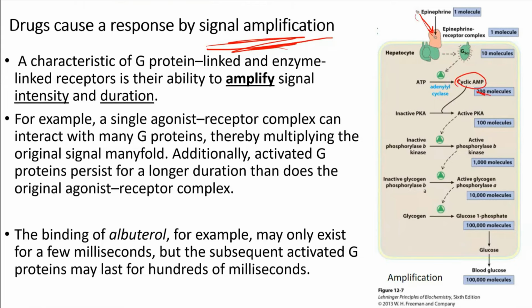These 200 second messengers are going around the cell, activating enzymes like protein kinase A, which then leads to a kinase cascade and an additional amplification, to where glycogen is being broken down to glucose 1-phosphate and then to glucose for energy. So one molecule can cause 100,000 glucose molecules to be entered into systemic circulation.